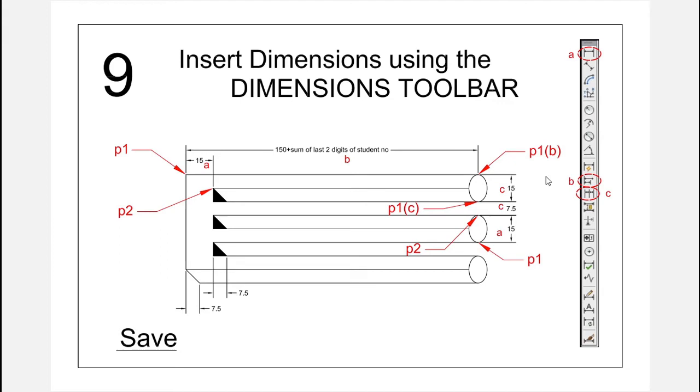Second, first you use dimension aligned, dim vertical, point 1, point 2, then this is dim continuous. If you click that, then you just have to click here and click there. Automatically it will have this appearance. Okay, this one is dim baseline, dim horizontal. Okay, then we save our drawing.